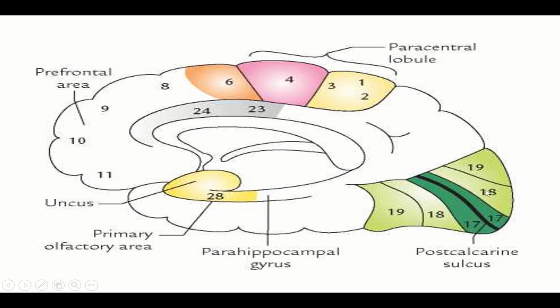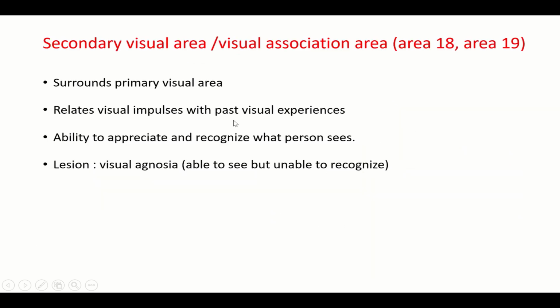and you can see area number 18 and 19, the visual association areas. So the secondary visual area, visual association area, is number 18 and 19. It surrounds the primary visual area. It relates visual impulses received by the primary visual area with past visual experiences. So this will help you to appreciate what you are seeing and recognize people or objects. Lesion results in visual agnosia: able to see but unable to recognize.